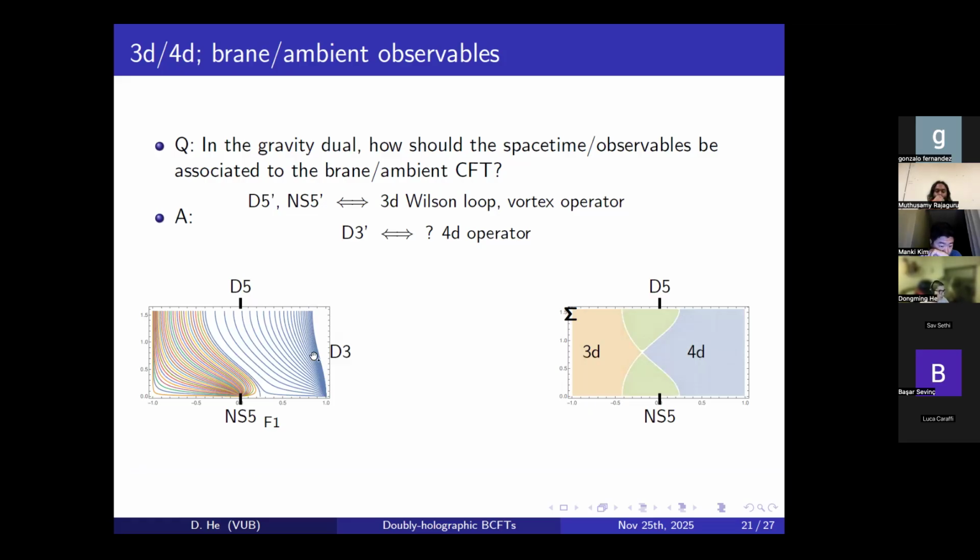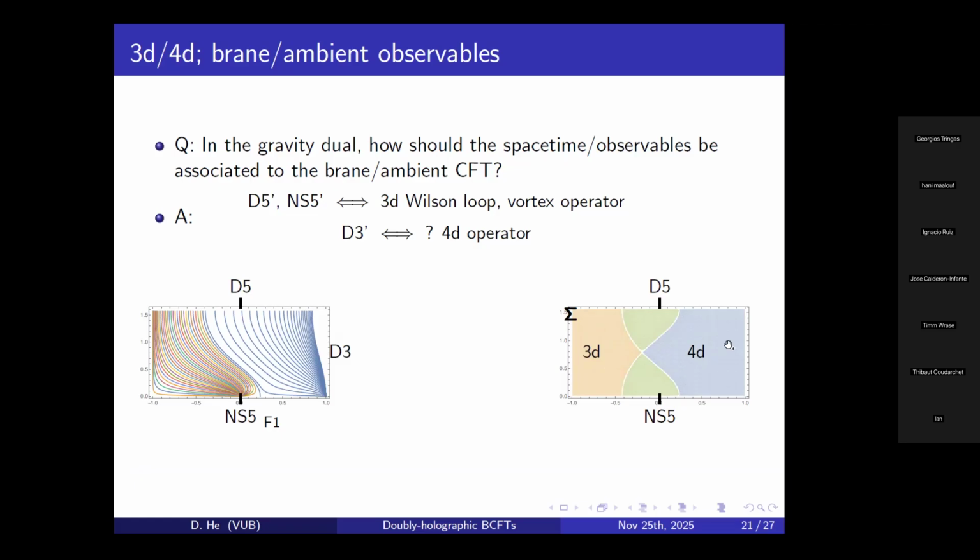And the blue lines are some probe D3 branes, which can be thought of as some four-dimensional observables. And then let's move to the right-hand side, the plot on the right-hand side. This part only supports the 3D Wilson loops, while this part only supports the 4D observables.